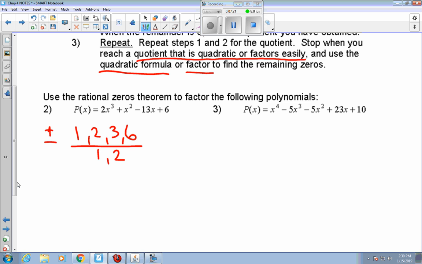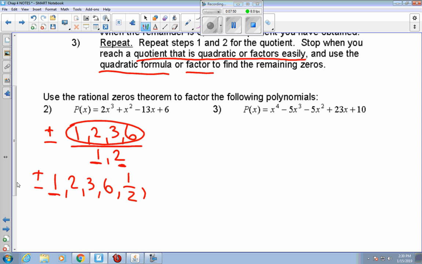Now, the method I use is I will always take the values in the numerator and put them over each individual value in the denominator. So that way I have plus or minus 1, 2, 3, 6. It always starts out like that because the first factor in the denominator is always going to be 1. And then you have 1/2. You have 2 over 2. What's 2 over 2? 1. Already got it. Don't need to show it again. 3/2, you have to show it. 6 over 2 is 3. You already got it. Don't show it again.